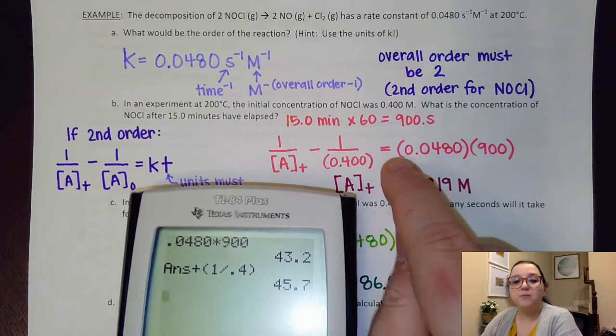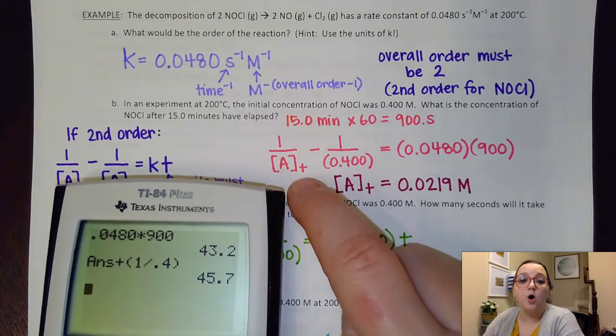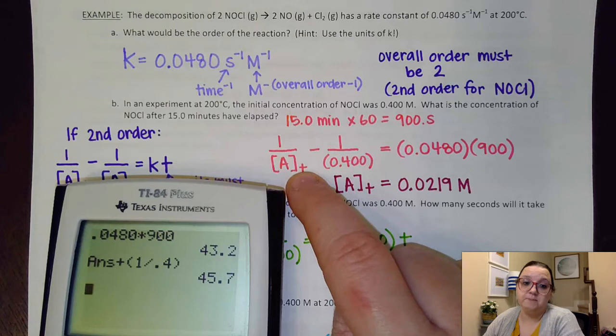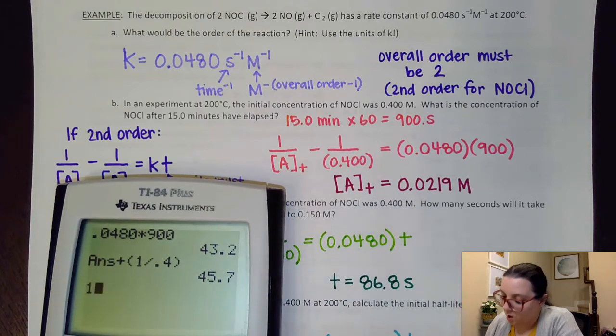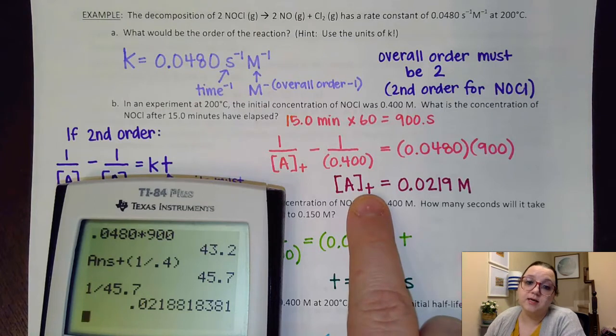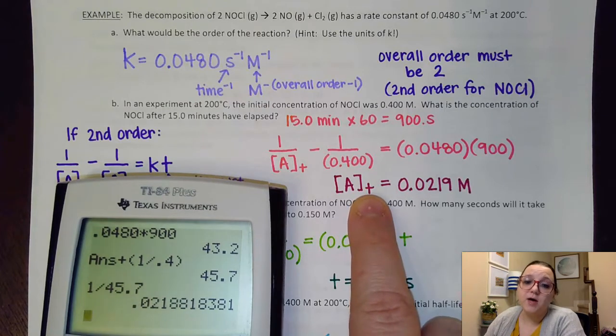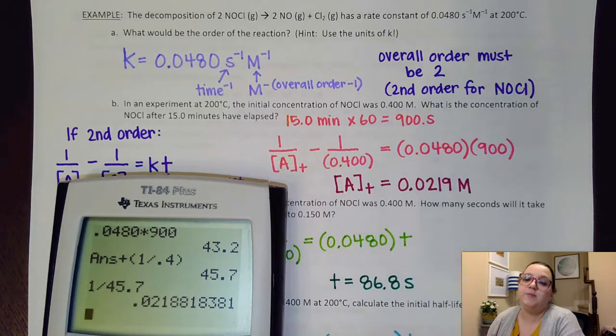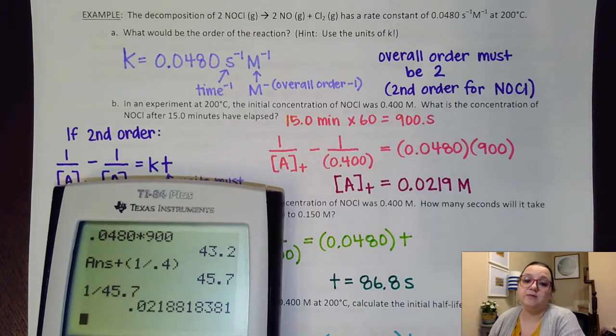But that 45.7 is going to equal 1 over A sub T. And so in order to solve this, I'm going to need to do 1 over 45.7 in order to get my A sub T. I did go ahead and run this for 3 sig figs because a lot of the things that they gave me were in terms of 3 significant figures.